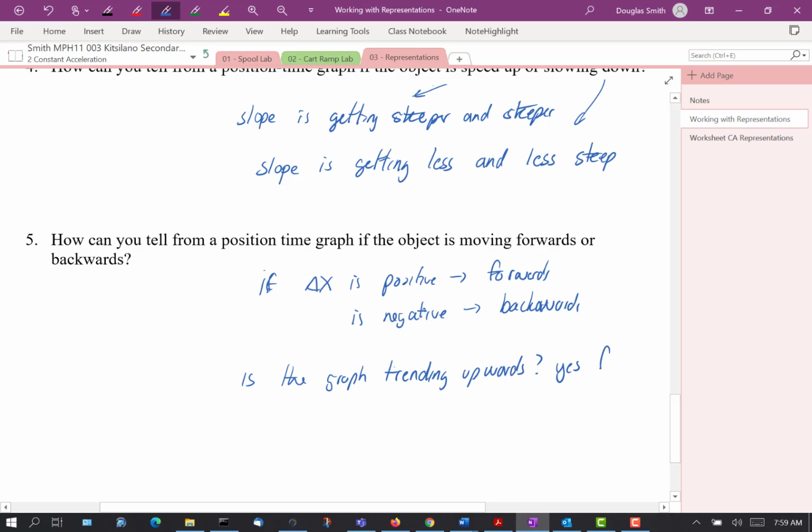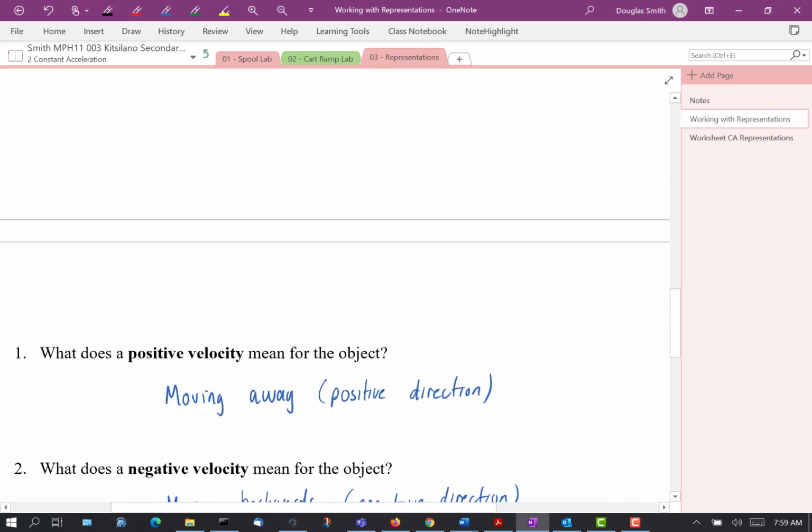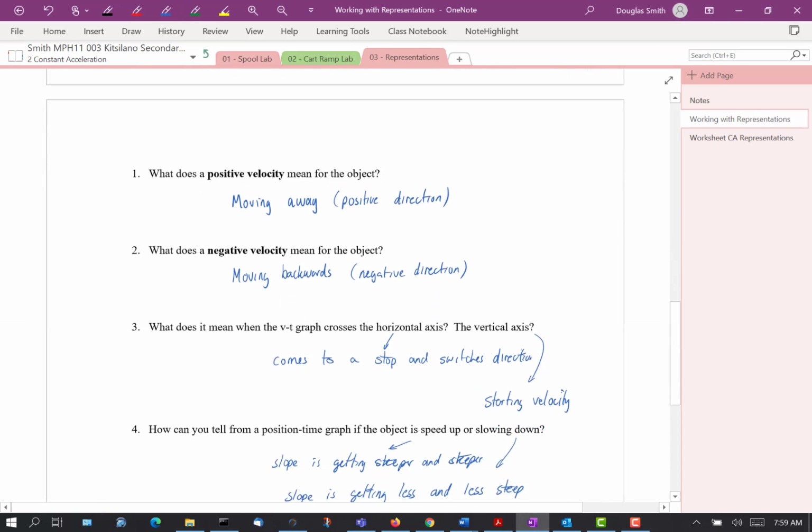Yes, it's forwards. No, it's backwards. Or if the graph is trending down, that's backwards. So this graph here, it's trending upwards, so this is where it's going forwards, and then it's trending downwards, that's where it's going backwards. So that's kind of the relationship for all these.